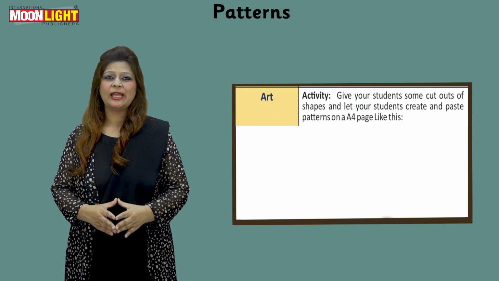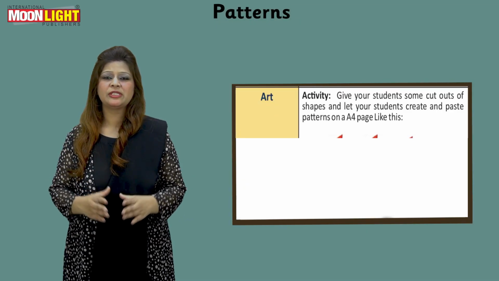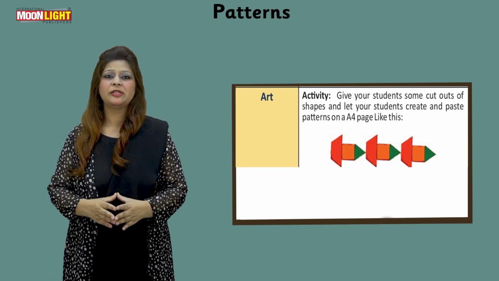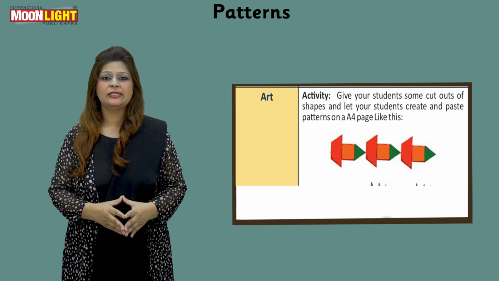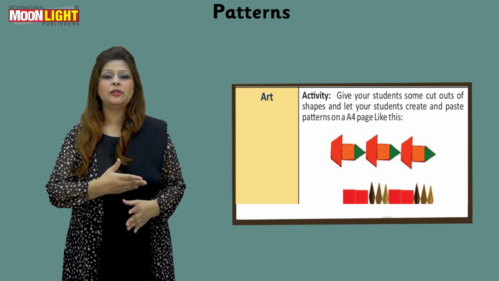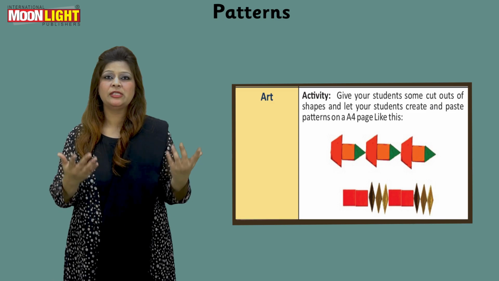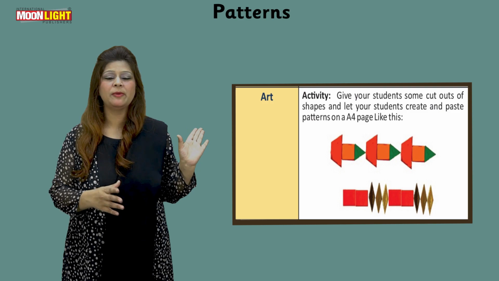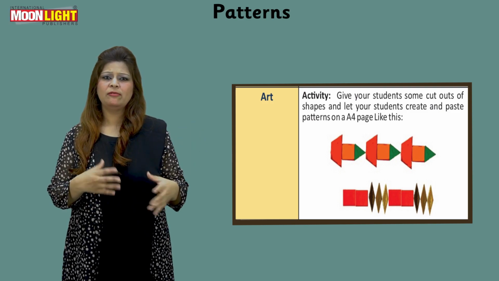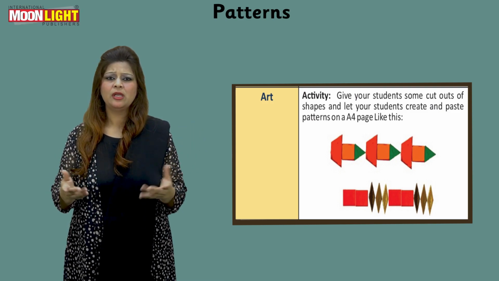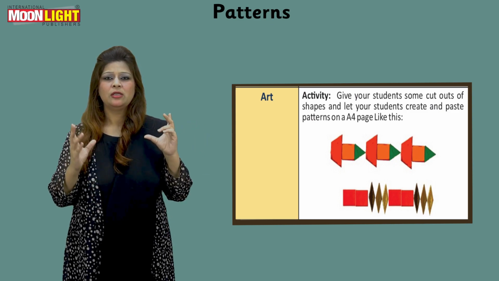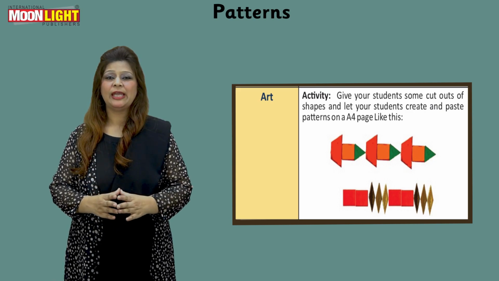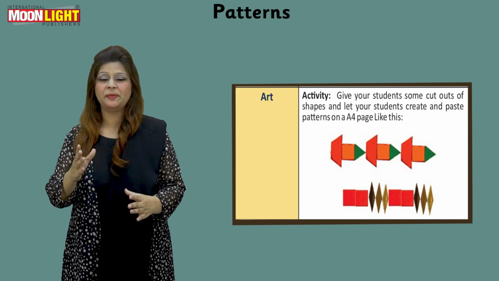For the art section activity, you are going to give your students some cutouts of shapes and let them create and paste patterns on an A4 page like this. So these are just examples and your students may have different varieties of shapes or they can create different shapes. So this shape, you can check the shape. This one is like a ship, and a hammer, you can just make a hammer, or this one is also an interesting one. These are just patterns which are repeating. So just instruct them to make two or three repeating patterns.